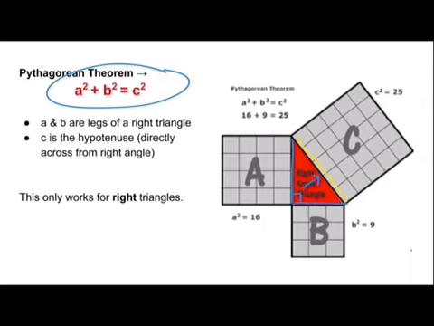So if you look at this illustration here, this is why it works. So what Pythagoras figured out was that a squared plus b squared, adding those two together, would equal our c squared. So that's what the theorem's all about.